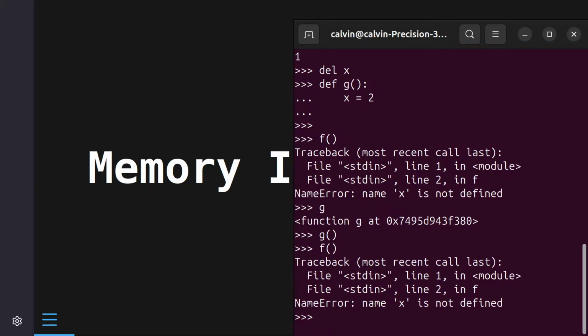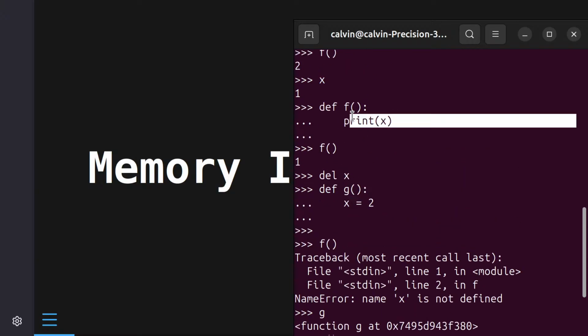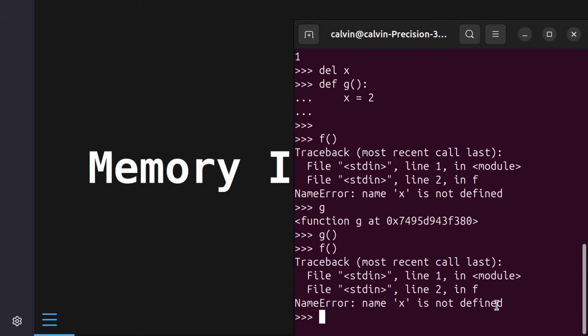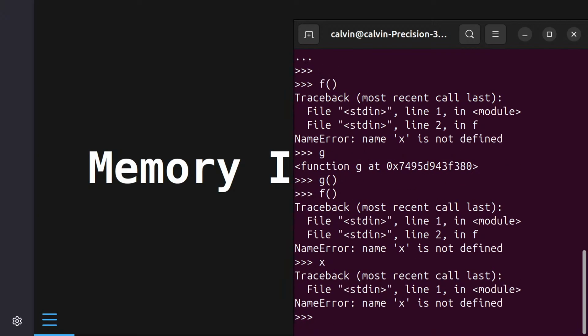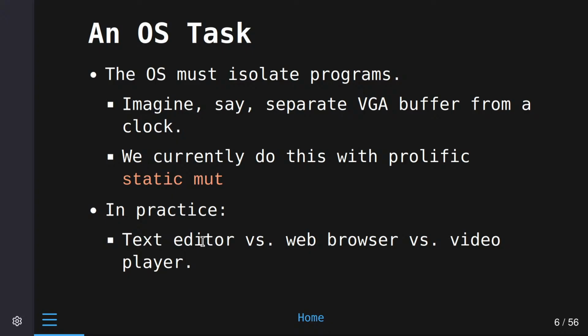So even though there is a defined x, I executed code that defined x, I cannot see this x from inside of f. So it appears from the visibility of f, x does not exist, and it is also true from the global namespace. There is no x that exists, right? This is an uncomplicated topic that you are familiar with.